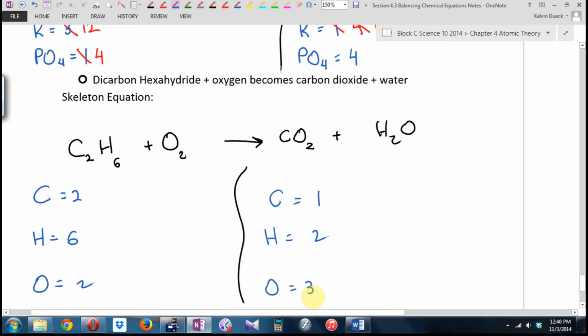Okay. Well, let's try doing the carbon first. How many carbons on the left? 2. How many on the right? I can fix that. Put a 2 there, and that now gives me 5 oxygens on the right-hand side. 4 in the first molecule, 1 in the second molecule. Okay. What else might I try?